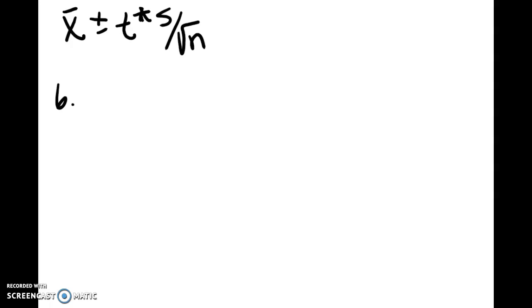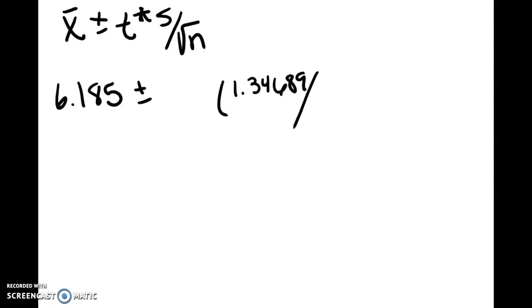Our x bar was 6.185 plus or minus. It's the t star that we don't know, so I'm going to leave a little gap right there. And then s is 1.334689 divided by the square root of n, and we had a sample size of 54 when we put everyone together. So t star is based on degrees of freedom.